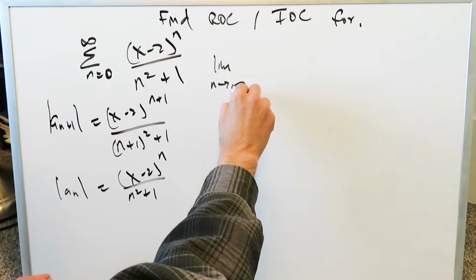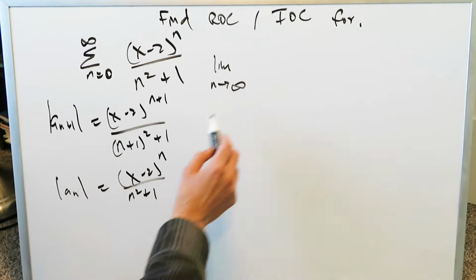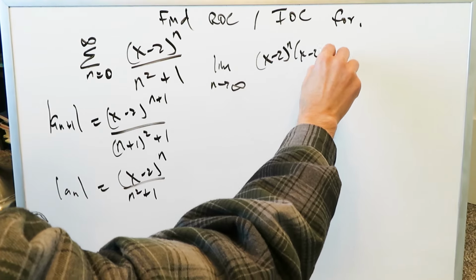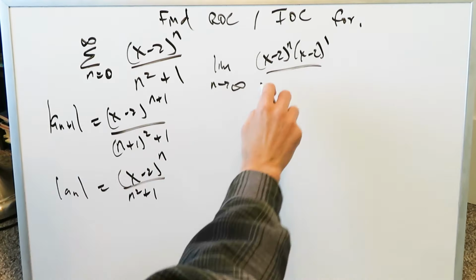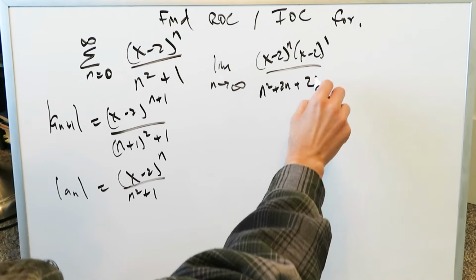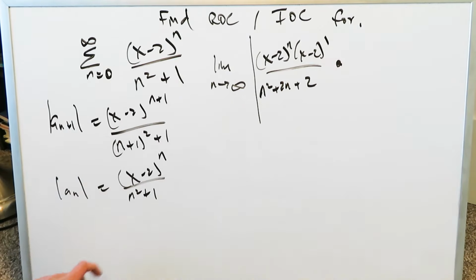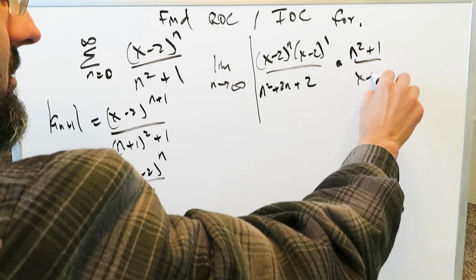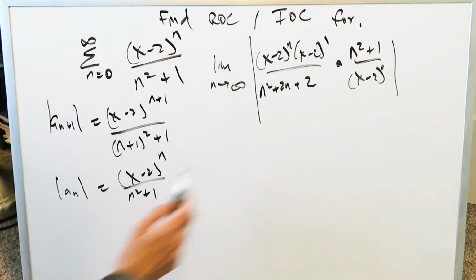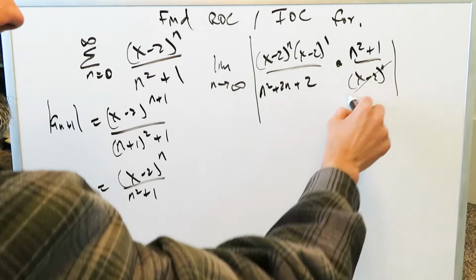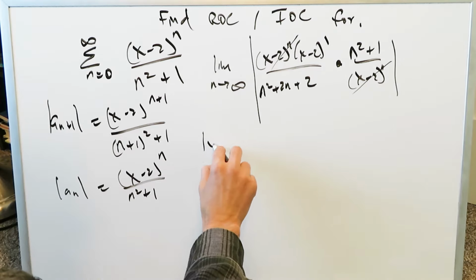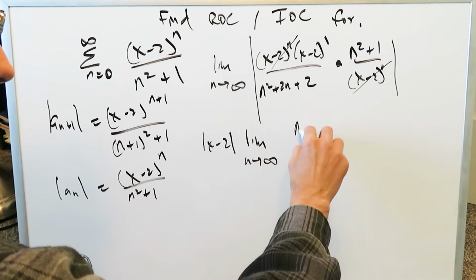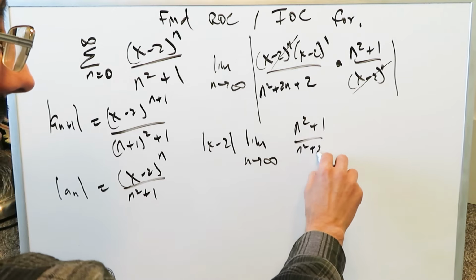Limit as n approaches infinity. You're doing this divided by this, everything in absolute value. Open that up, you'll have x minus 2 to the power of n times x minus 2 to the power of 1 divided by this. Open this up, you'll have n squared plus 2n plus 2 multiplied by, and I'm bringing the absolute value, this flipped around, n squared plus 1 divided by x minus 2 to the power of n. Cancel things out. This cancels out with that. I am seeing an x minus 2 develop and get pushed outside, and I have the limit as n approaches infinity of n squared plus 1 divided by n squared plus 2n plus 2.